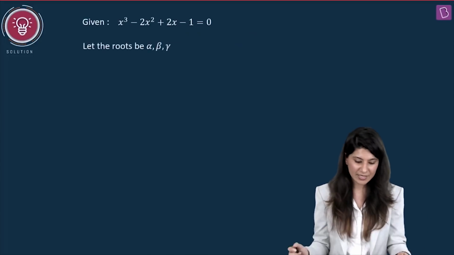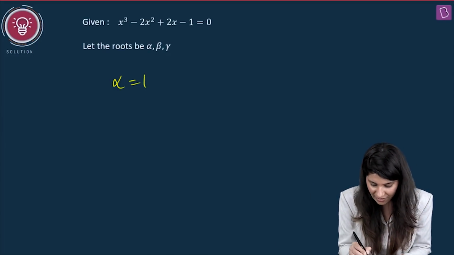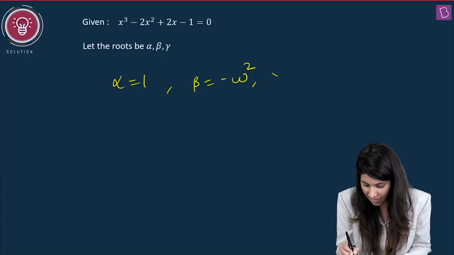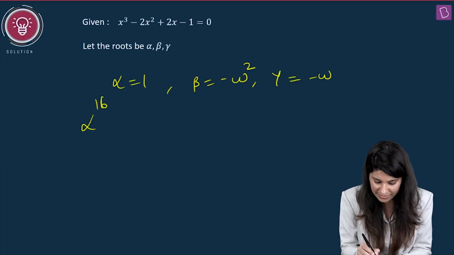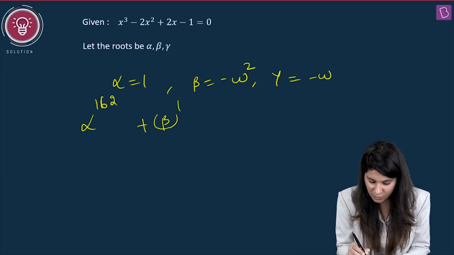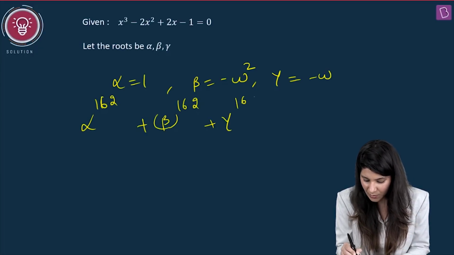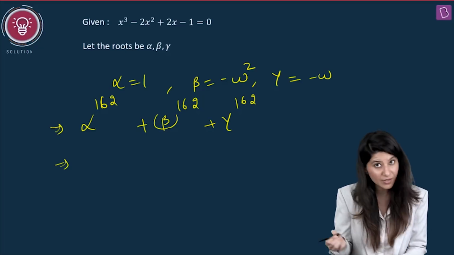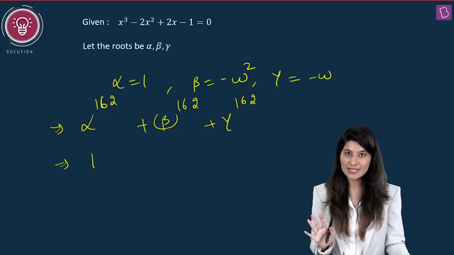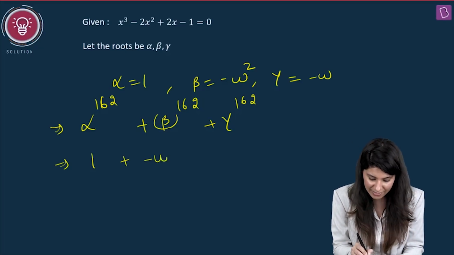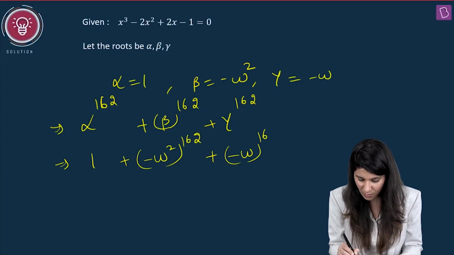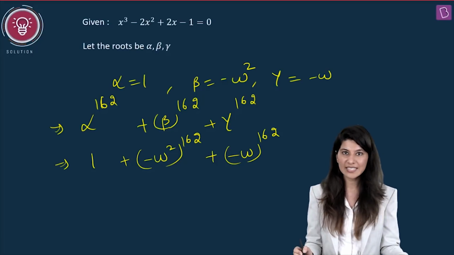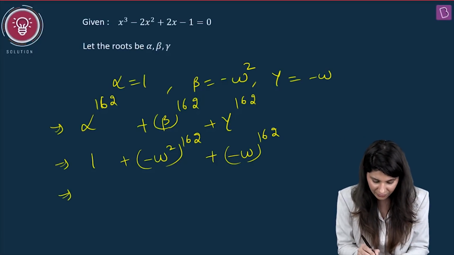Now you know all three roots, and what do you want? The roots are alpha, beta, gamma. We have figured out alpha is 1, beta is minus omega square, gamma is minus omega. We are looking for alpha raised to power 162 plus beta raised to power 162 plus gamma raised to power 162. Let's put the value. 1 raised to power 162 is 1. Then we have minus omega square raised to power 162, and then minus omega raised to power 162.